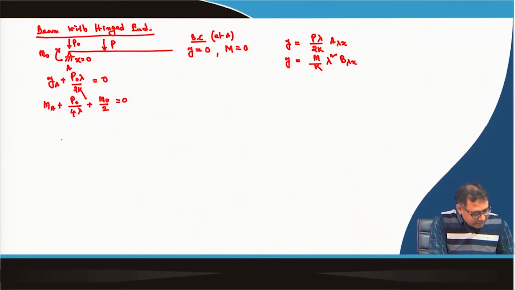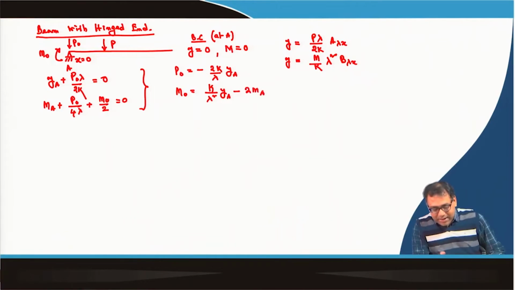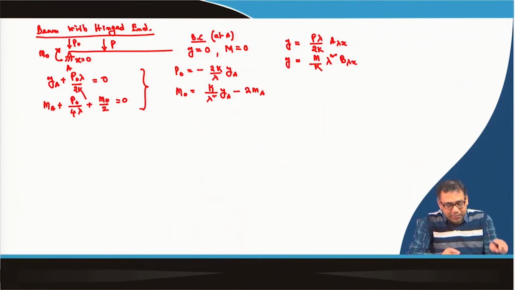Okay. So, this is the M part, and then finally, if I solve these two equations, I will get P0 is equal to minus 2k by lambda y A and M0 is equal to k by lambda square y A minus 2 M A. So, this y A and M A are the deflection and the moment that will be induced in an infinite beam due to the external load P, okay, at the hinge end. In a similar way to how I solved the free end semi infinite beam problem, this way we can get the expressions of the end conditioning forces P0 and M0.